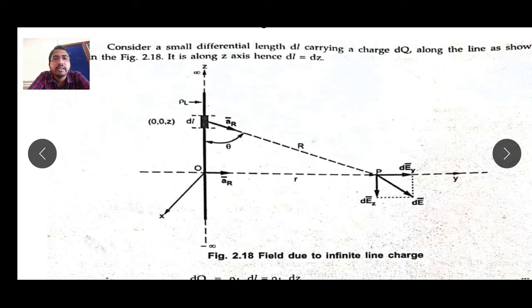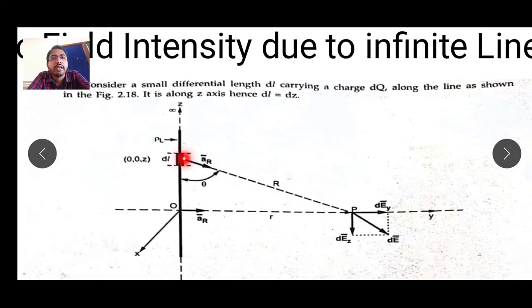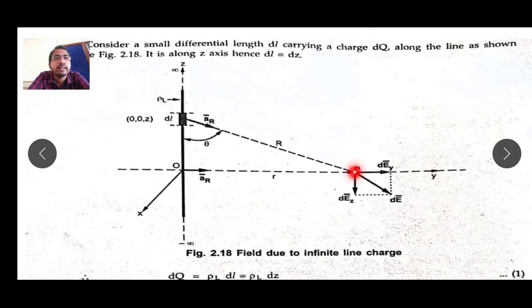See, we are assuming that an infinite line charge is placed along the z-axis, and I want to find the electric field intensity at a point P. See, this is the point P. I want to find E here. Due to what? Due to the line charge that is present on the z-axis.